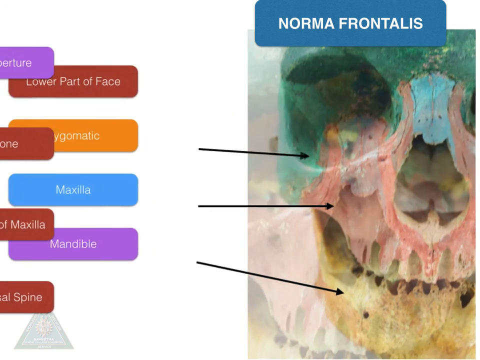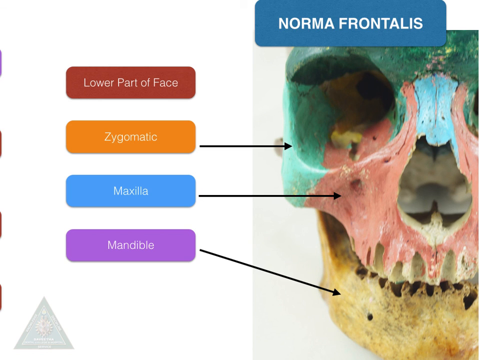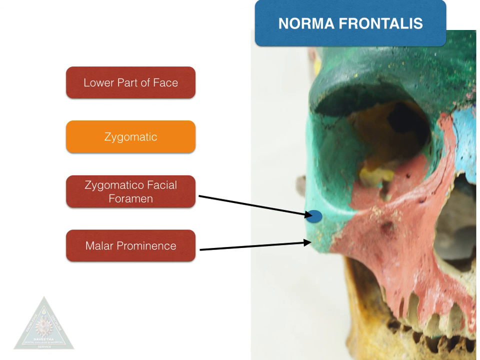Coming on to the lower part of the face, it consists of three bones. We have the zygomatic, maxilla, and the mandible. The zygomatic bone has two features. We can see the zygomaticofacial foramen, through which the zygomaticofacial nerves and vessels come out, and you have the malar prominence, which is the most prominent part of the cheek.